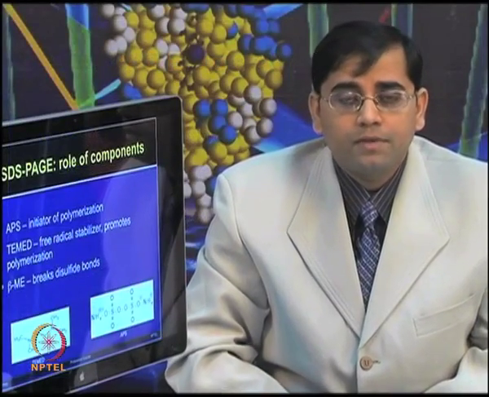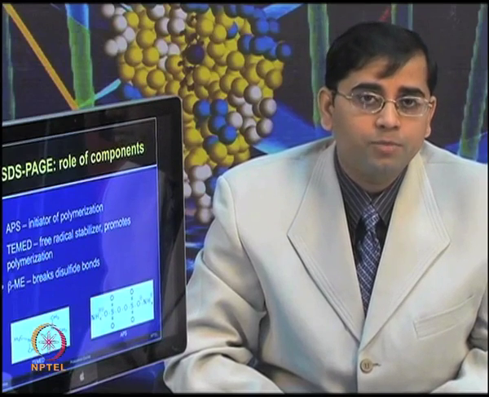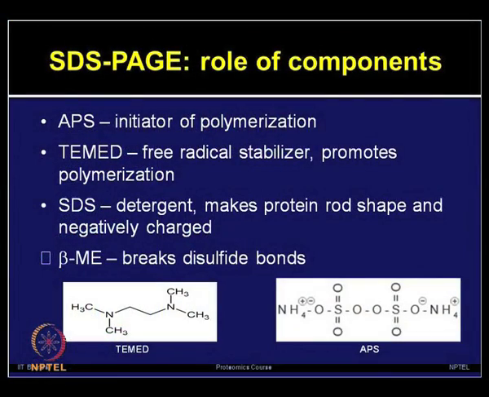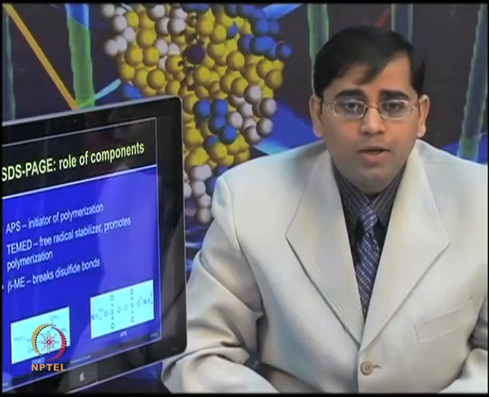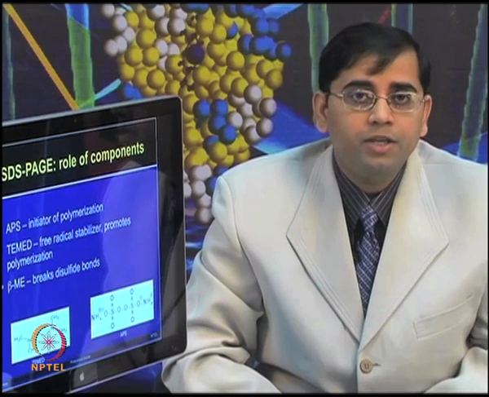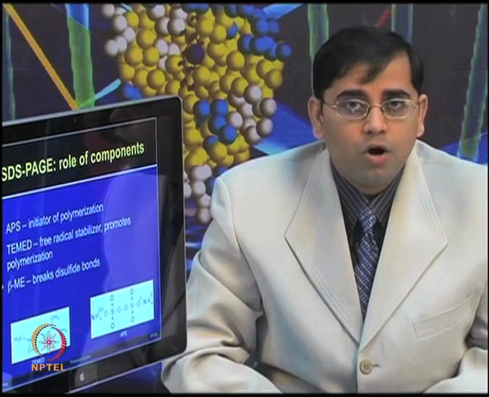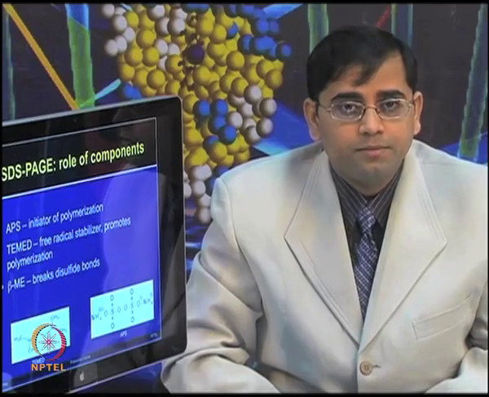which include APS or ammonium persulfate, which initiates the polymerization process. TEMED is a free radical stabilizer, it also promotes the polymerization of the gel. Beta mercaptoethanol is not used in making the gel, but for your protein treatment to break the disulfide bonds. So, I hope you are at least able to understand the role of each of these components which are being used in SDS-PAGE, either during the protein preparation or making the gel to separate the protein.